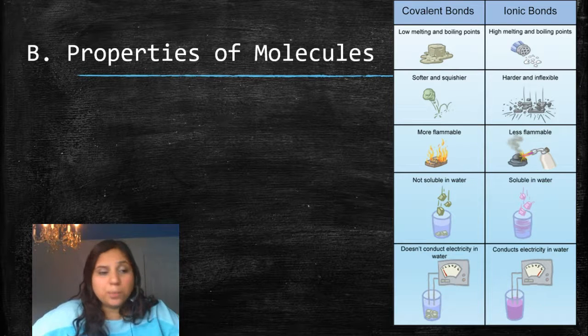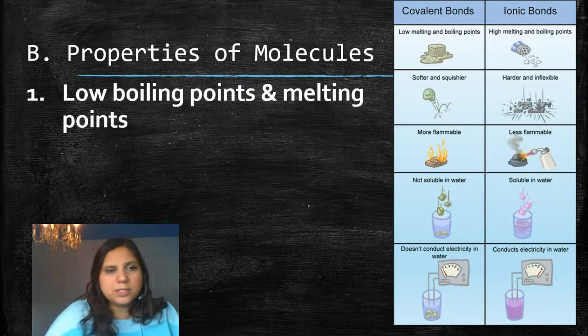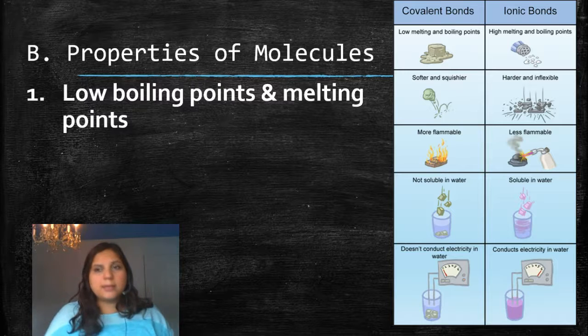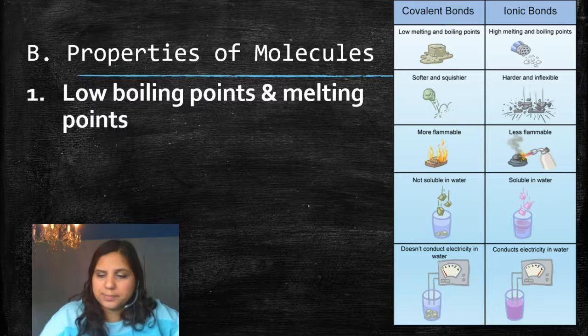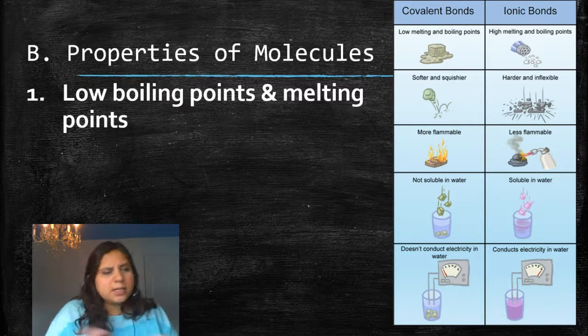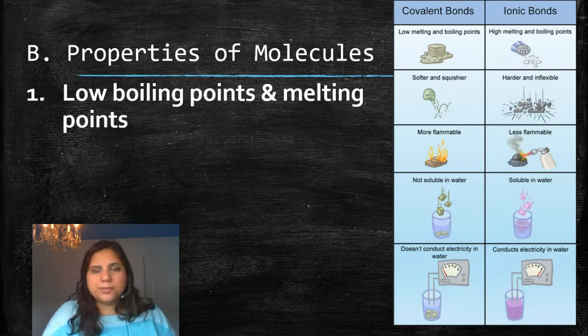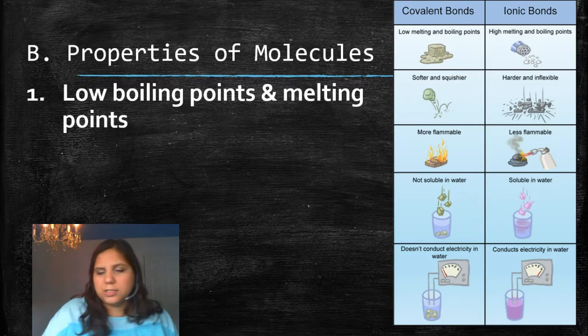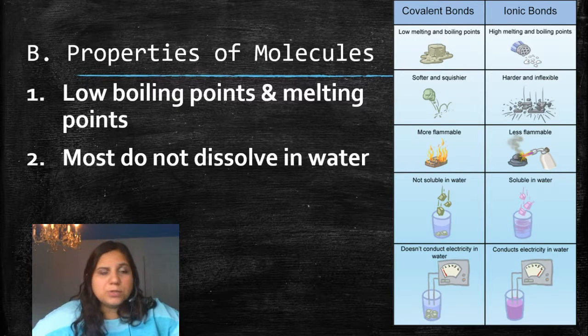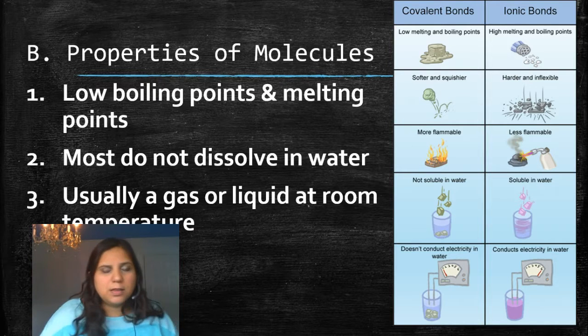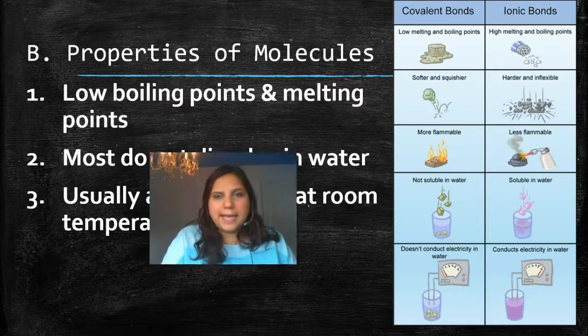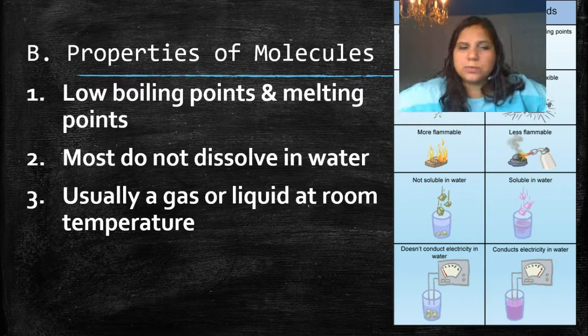Okay, we need to know the properties of molecules. So you need to know that molecules, unlike ionic compounds, have low boiling points and low melting points. That means they aren't as hard to separate. It takes less energy for them to move away from each other. Most of them do not dissolve in water. There are some things that do dissolve in water, but most of them are insoluble, is what we call it. They tend to be gases or liquids at room temperature.